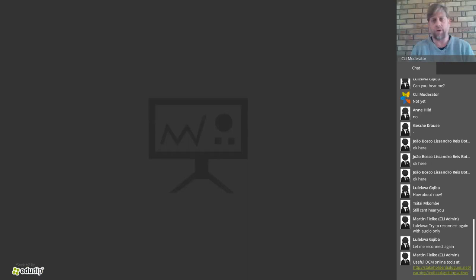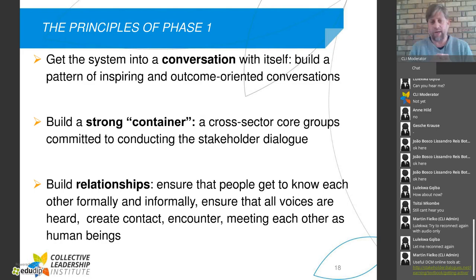And building relationships, of course, is really vital at this stage, in the beginning stage. It's important, we believe, that people know each other formally and informally, that all the voices are heard, that there's participation and inclusion, that there's contact amongst people, that they're meeting each other as human beings, not just as adversaries or just as professionals. That aspect of building the beginnings of a stakeholder system is really important for that foundational aspect of the Dialogic Change Model and for change initiatives.